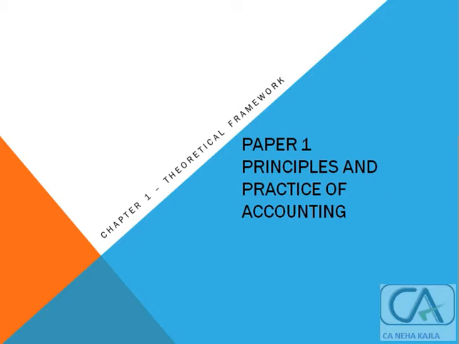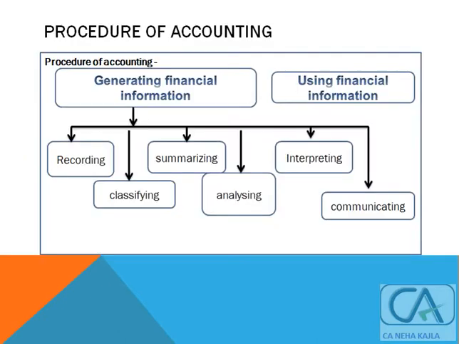To understand the principle and practice of accounting, first we need to understand the procedures of accounting. Procedures of accounting are of two types. Firstly, generation of information, and secondly, usage of financial information. So, generating financial information has 6 core processes.